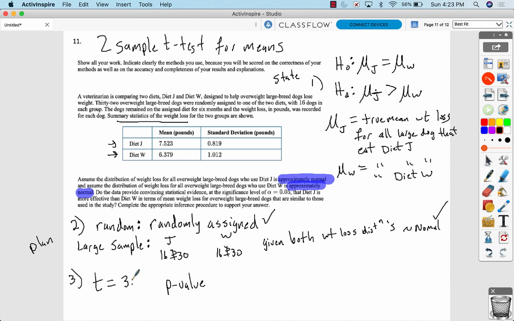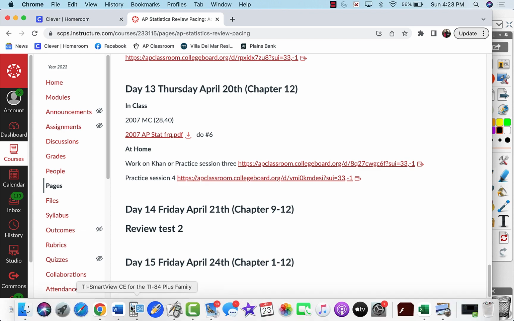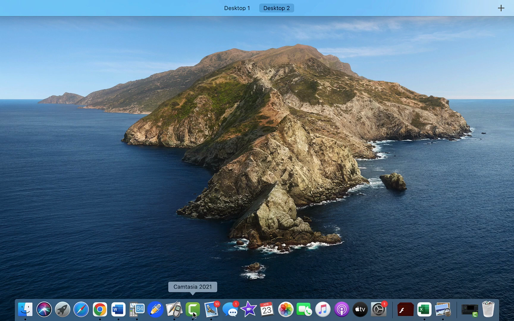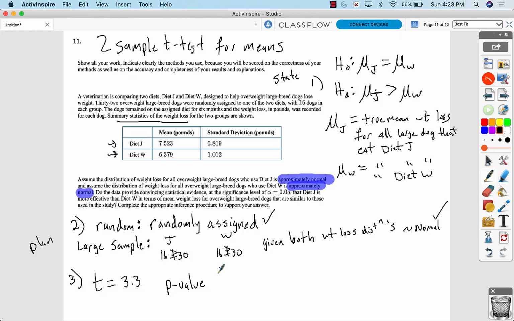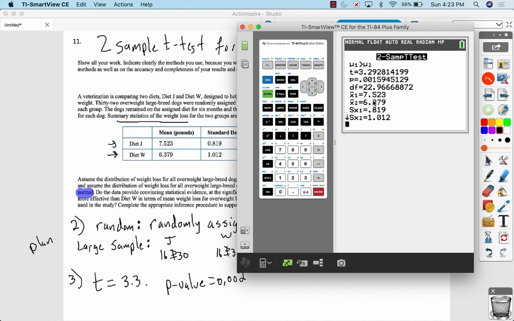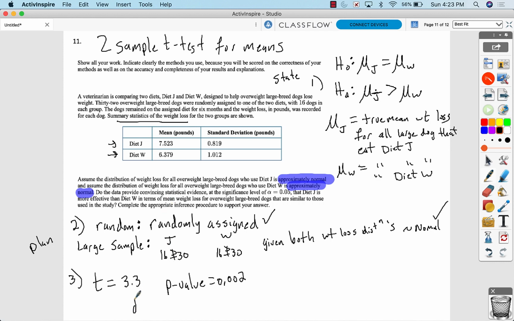The t is 3.3. And the p-value was 0.002. And since this was a t, I'll just go ahead and write the df down just in case. 23. This p-value came from a t model that's the df of 23. They gave us an alpha.